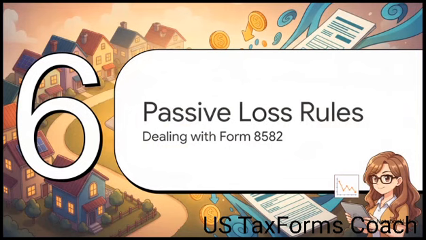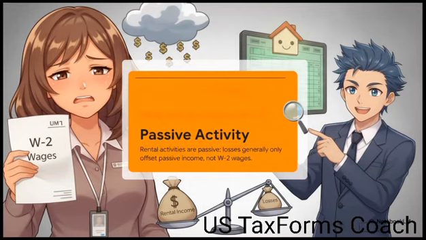Finally, we arrive at Section 6, Understanding Passive Loss Rules, and dealing with Form 8582. Okay, so what actually happens when your rental operations generate a loss on paper? Because with depreciation, that happens a lot. By default, the IRS automatically classifies all rental real estate activities as passive activities. Why? Well, these rules basically exist to stop really high-income earners from just buying up real estate solely to use the paper losses to offset their ordinary W-2 wages without actually taking on any genuine economic risk.